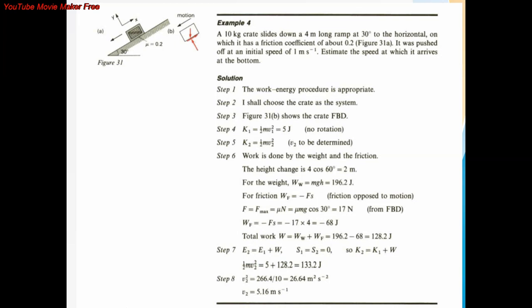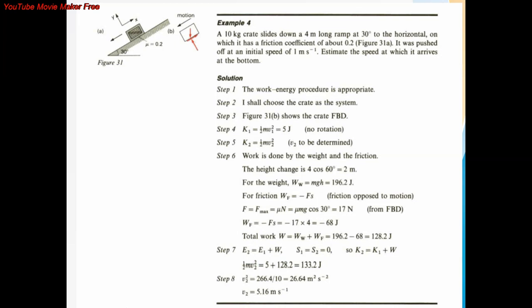The left hand side of the work energy principle is work done, and here we see that work is basically done in two ways: one due to weight, and another due to friction. So we have to find out the work done in both ways, weight and friction, and add them up. That will be the total work done.